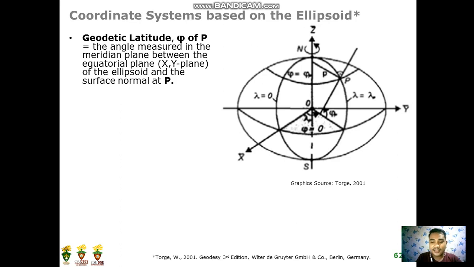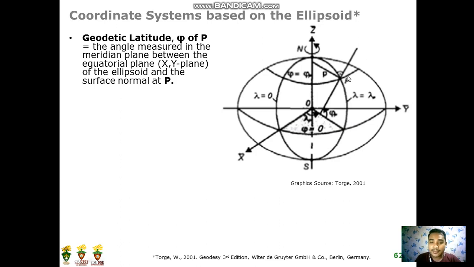So what does that mean, sir? Again, the geodetic latitude is measured in the meridian plane. The meridian runs from north to south, and that plane is the meridian plane at point P. So the geodetic latitude is measured from the equatorial plane. The equator is 0 latitude. From this equatorial plane toward the normal at point P, the normal is at 90 degrees.